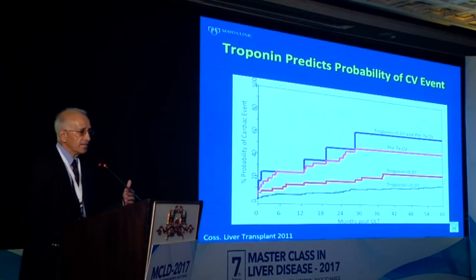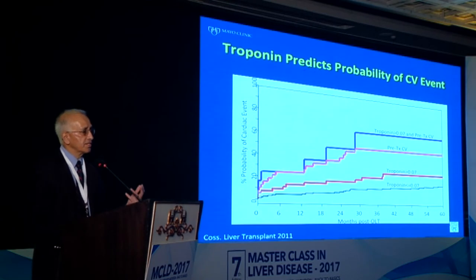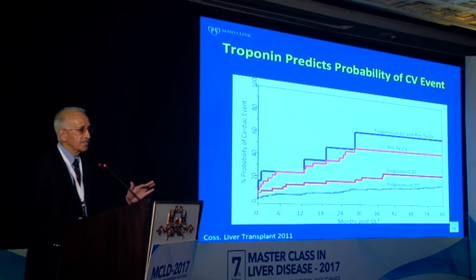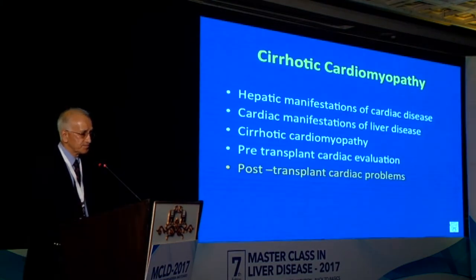My colleague Kim Watt looks at and has written on troponin. We like troponin. Troponin below 0.07 is good. If you've got a cardiac history and a troponin of 0.07 and above, they are certainly going to be at risk for cardiovascular events post-transplant.